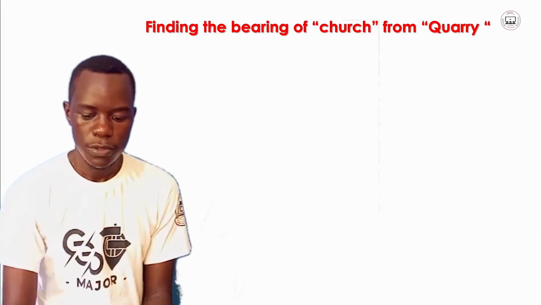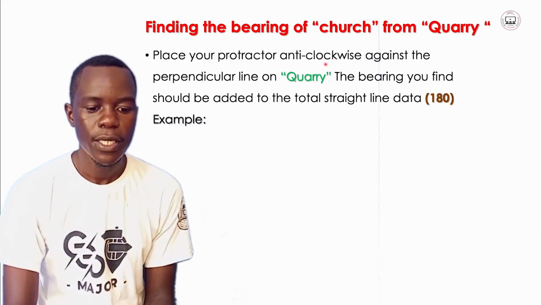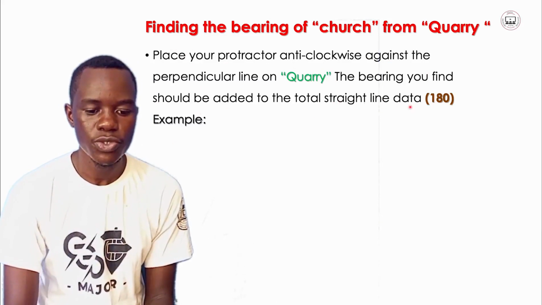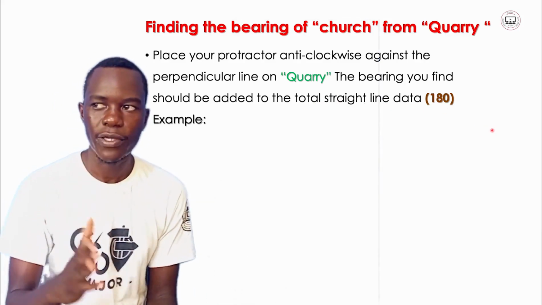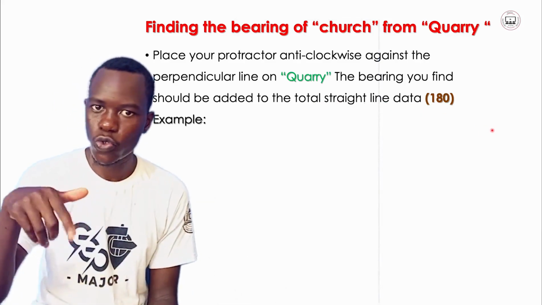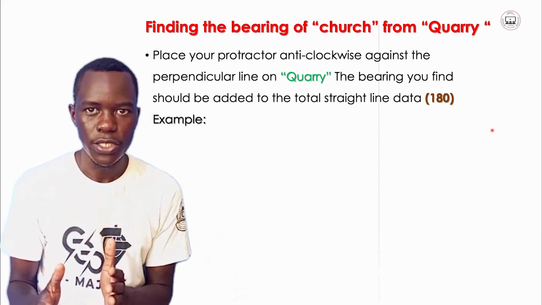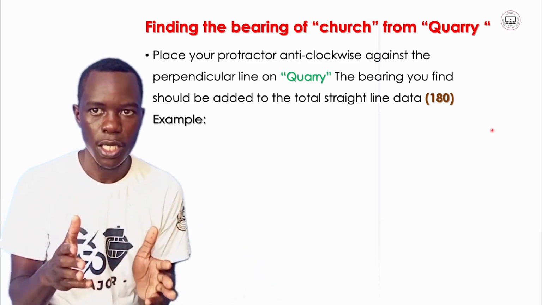For example, they can say, here's an example, press your protractor clockwise against the perpendicular line on the parallel, then the bearing you find should be added to the total straight line, that is 180. Because 360 degrees is the total, the complete circle. So half of it is 180 degrees, which is the straight line. The straight line is always 180 degrees.